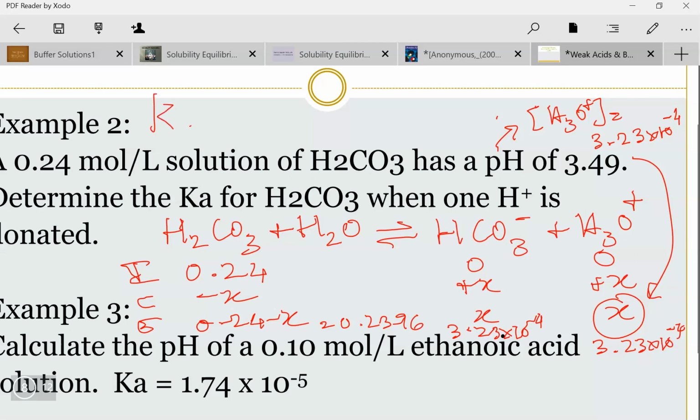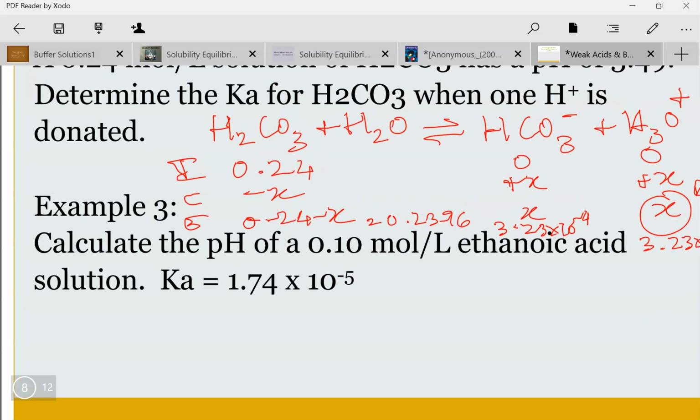So my Ka, do not look at the back of the textbook, is equal to x squared divided by 0.24 minus x, which we have found. So we do 3.23 times 10 to the power negative 4 squared divided by 0.2396, which gives us a value of 4.35 times 10 to the power negative 7, which is basically what we found at the back of the textbook, plus or minus a little bit. So that's how you calculate the Ka, if I ask you to calculate it.